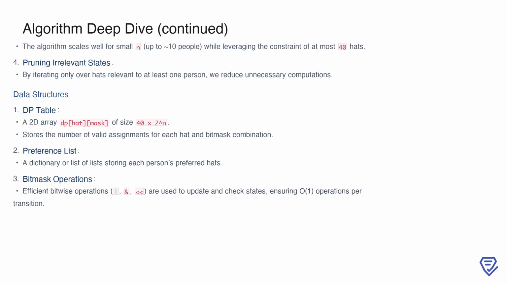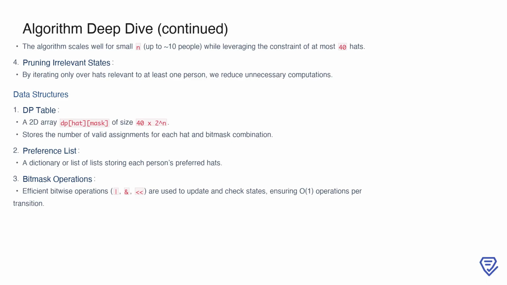The algorithm's scalability depends on the constraints of the problem. For relatively small n, such as up to 10 people, the algorithm performs well even with 40 hats. Pruning irrelevant states further enhances efficiency by ensuring we only compute transitions for hats that are relevant to at least one person's preferences. The data structures used in this solution are straightforward yet effective.